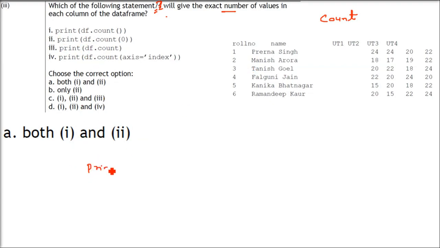So you'll write print df.count(), because it is a function, with round brackets. This will work. And if you want to give 0, that will also work. First and second are correct. This other one will not work because count is not an attribute, it's a function of df. And count with axis equals index, you don't need to give that either. So first and second are correct.